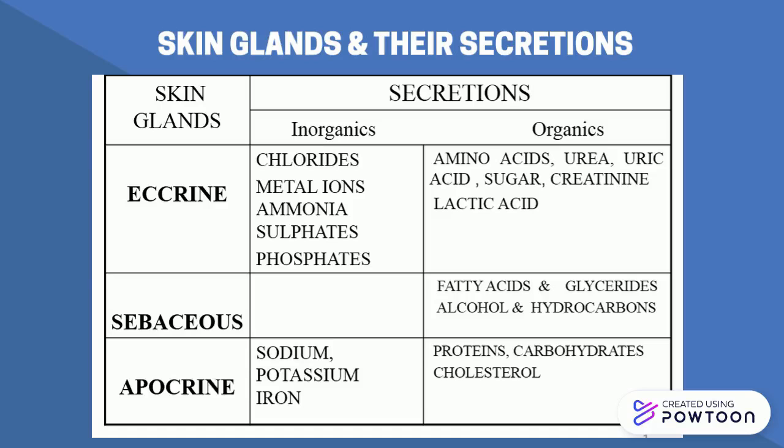Sebaceous, organic: fatty acids and glycerides, alcohols and hydrocarbons. Apocrine, inorganic: ions like sodium, potassium and iron. Organic: proteins, carbohydrates, cholesterols.